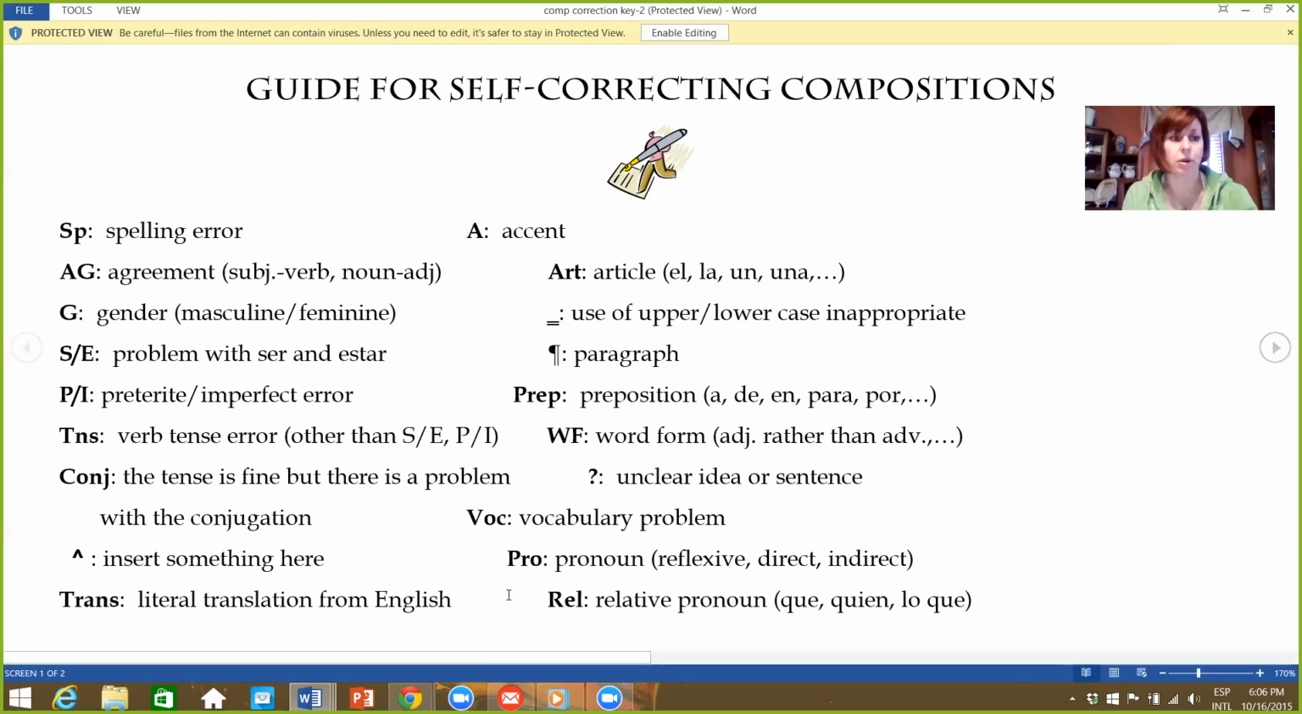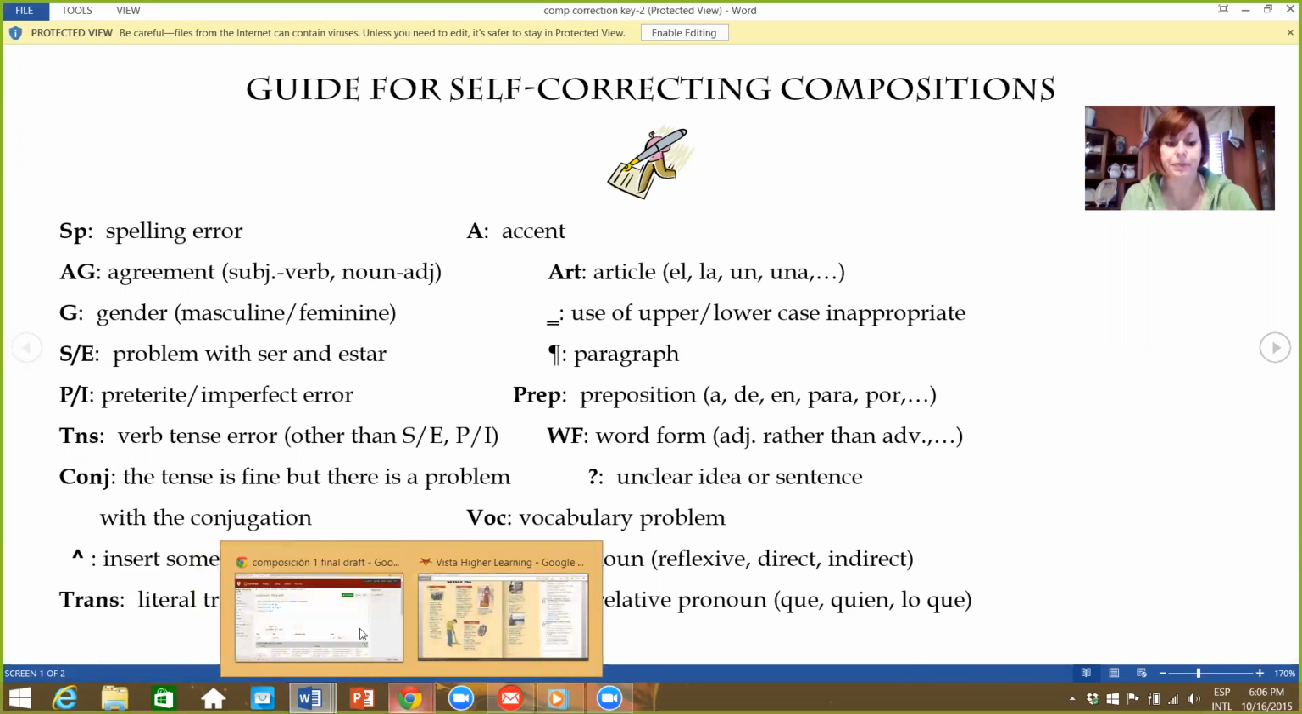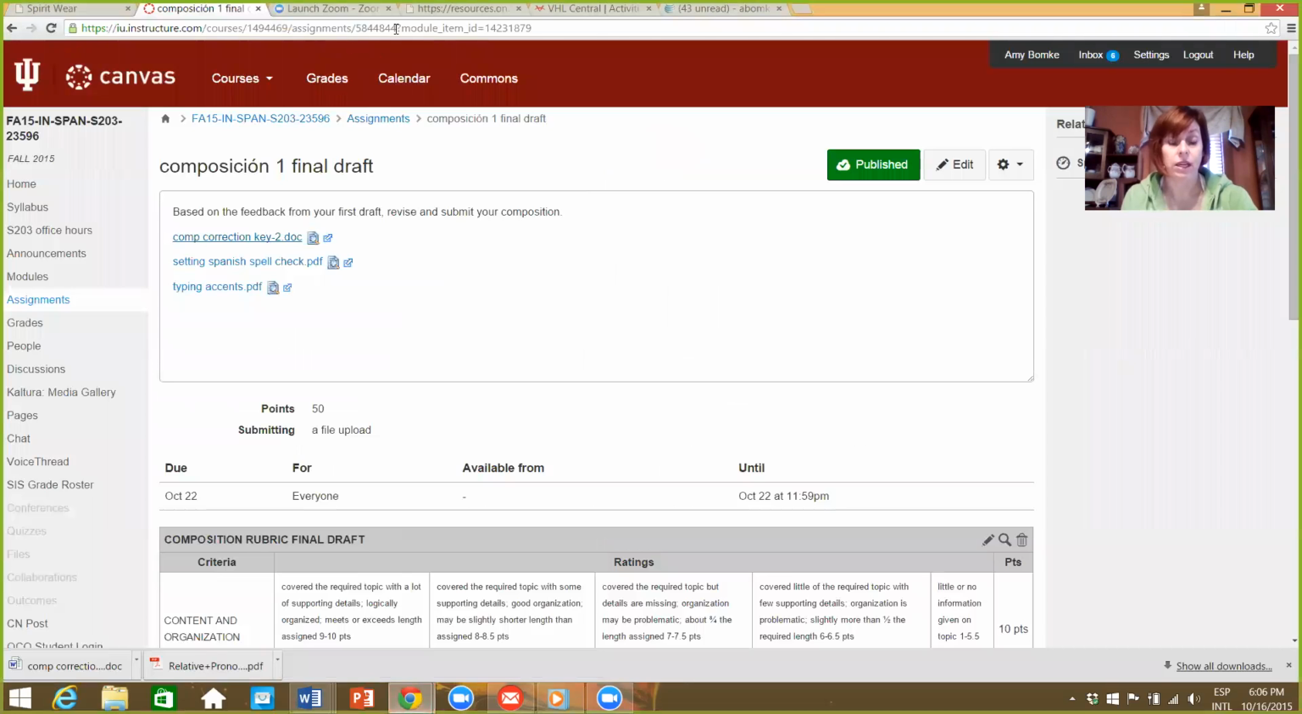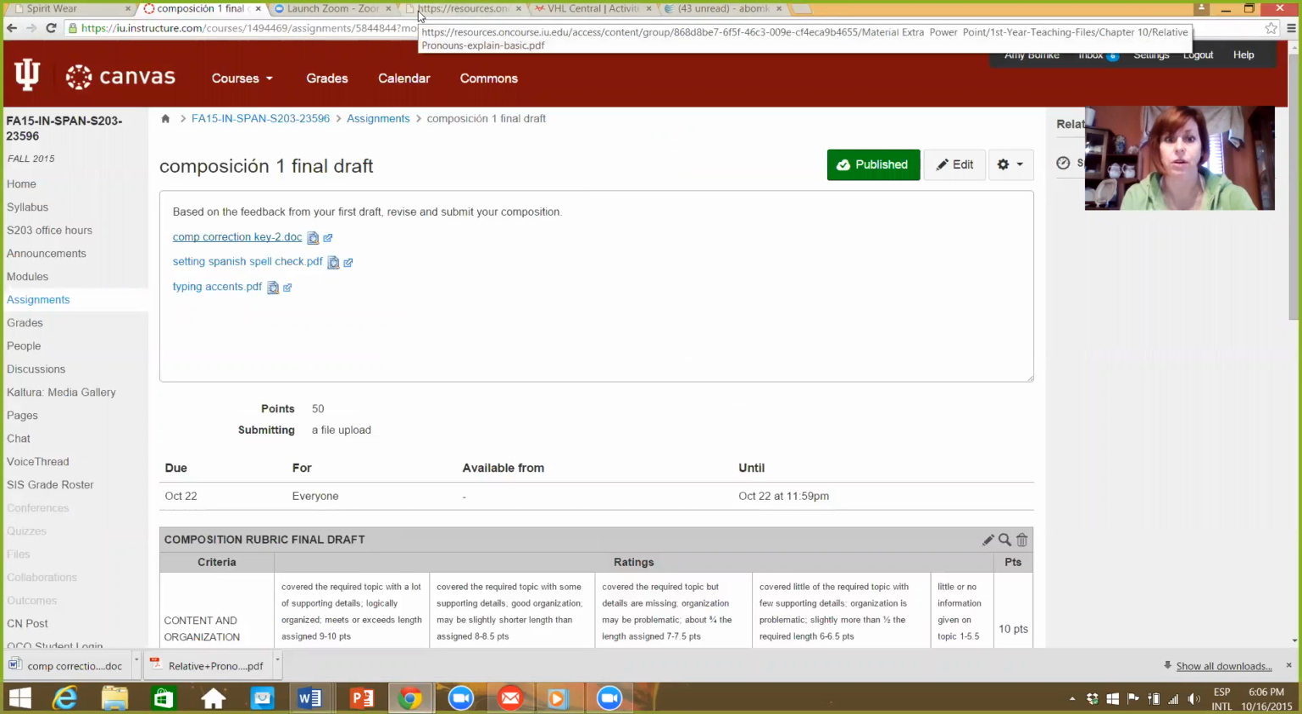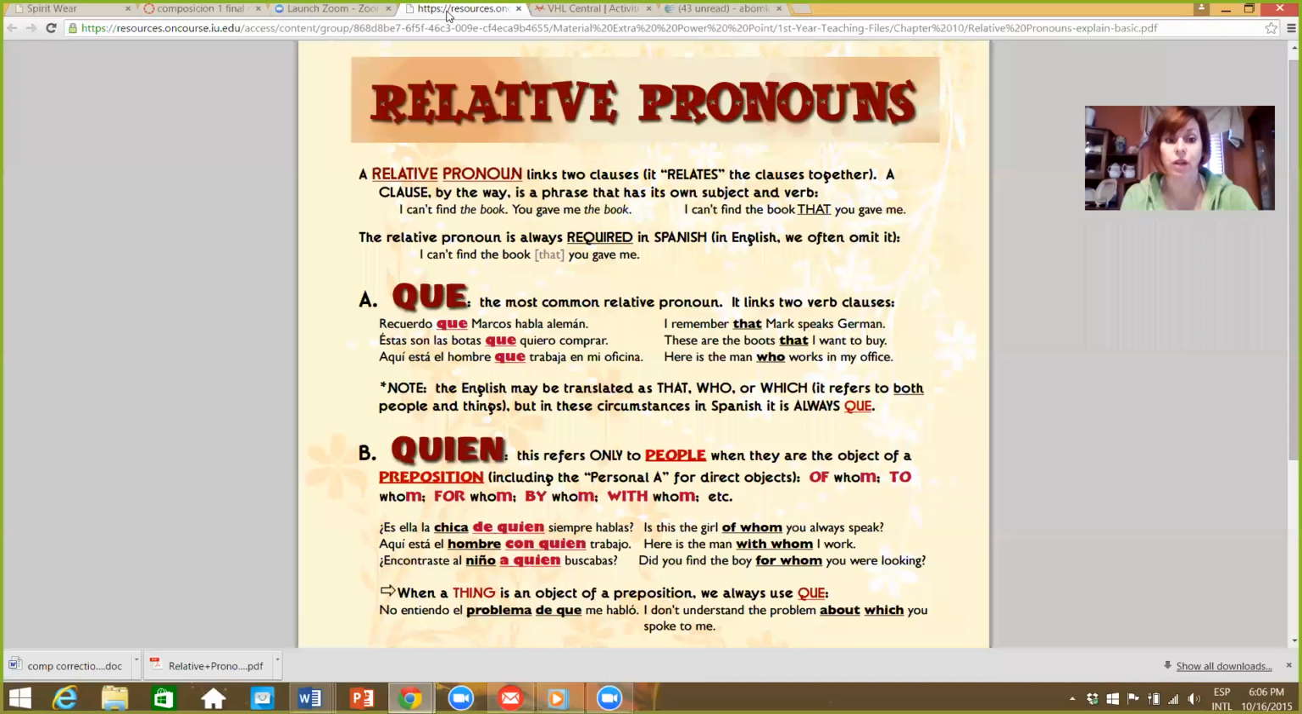So I kind of want to talk a little bit about relative pronouns and what they are. In the week 9 module, I've included this sheet that talks about what relative pronouns are. Like I said, the most common relative pronouns are que, quien, and lo que. They help to bring a clause together. They're helping to make a more complex sentence. Here it says it links two clauses, it relates the clauses together. Clauses or phrases that work on their own.